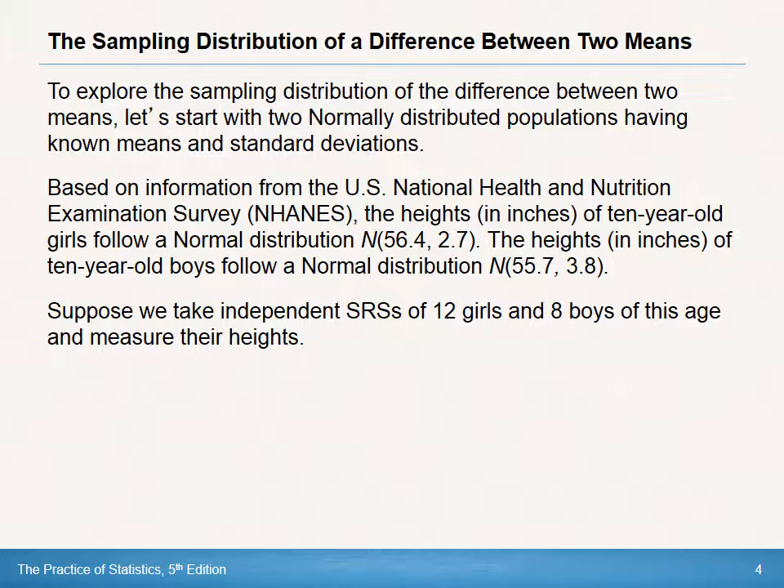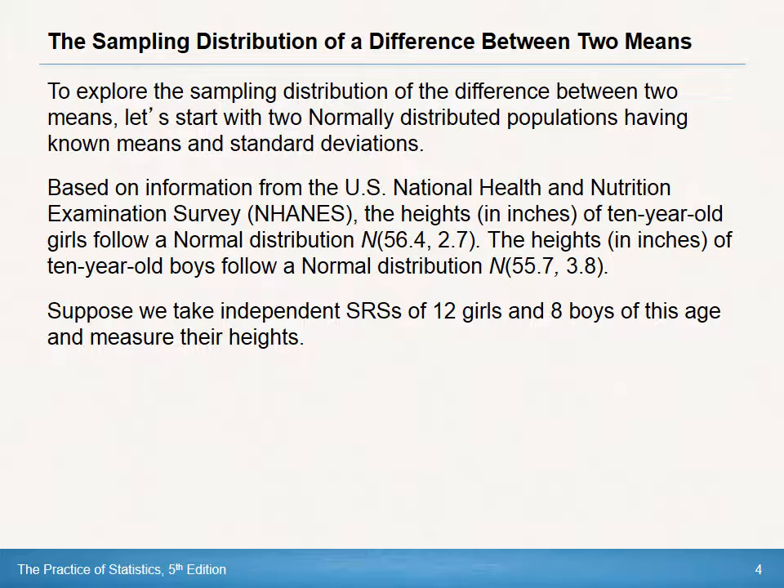having known means and standard deviations. Based on information from the United States National Health and Nutrition Examination Survey, the heights of 10-year-old girls follow a normal distribution, and the heights of 10-year-old boys also follow a normal distribution. Notice that for the girls, it's 56.4 inches with a standard deviation of 2.7.